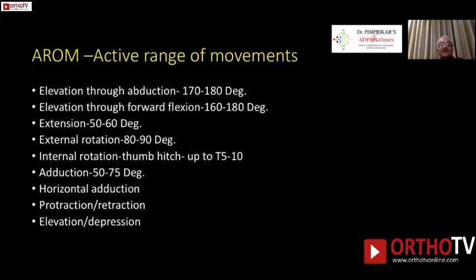So in active ROM, one needs to assess the following movements: elevation through abduction, which is about 170 to 180 degrees in normal patients, elevation through forward flexion, which is again 160 to 180 degrees, extension, which is 50 to 60 degrees, external rotation, which is 80 to 90 degrees, and internal rotation, which is done by the thumb hitch method. One should be able to reach about the dorsal 5th to 10th vertebra to say that it's normal.